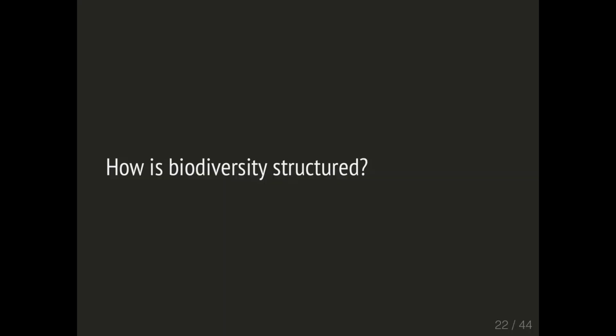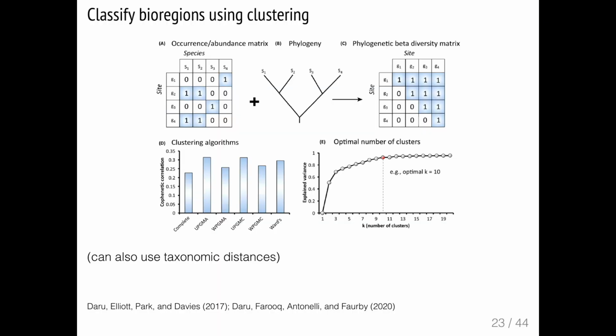Let's turn to the second question. How is biodiversity structured? We analyze the structure of biodiversity using the R package phyloregion. In short, this involves measuring beta diversity, or the differences between sites, with either taxonomic or phylogenetic metrics. We then use an algorithm to group these distances into a certain number of clusters and determine which number of clusters fits the data the best.